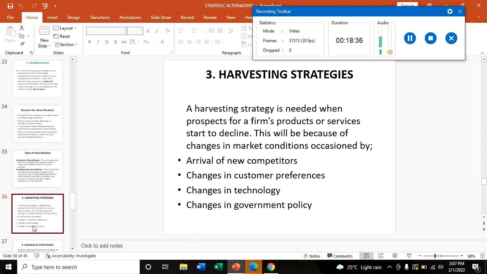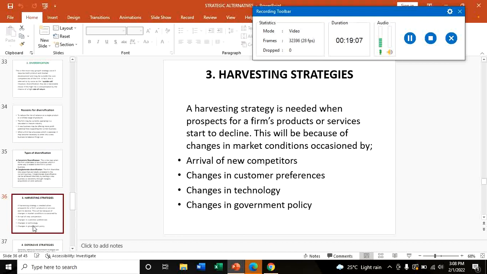And number 3, corporate strategic alternatives. We started by looking at stable growth. We came to growth, which had quite a number of generics: that is concentration, vertical integration, and diversification. And then number 3, we're looking at harvesting strategy. What happens here? This is needed when the prospects of the firm or organization start to decline. This will be because of changes in market conditions, arrival of new competitors, changes in customer tastes and preferences, government policies. It is like a shakeout.